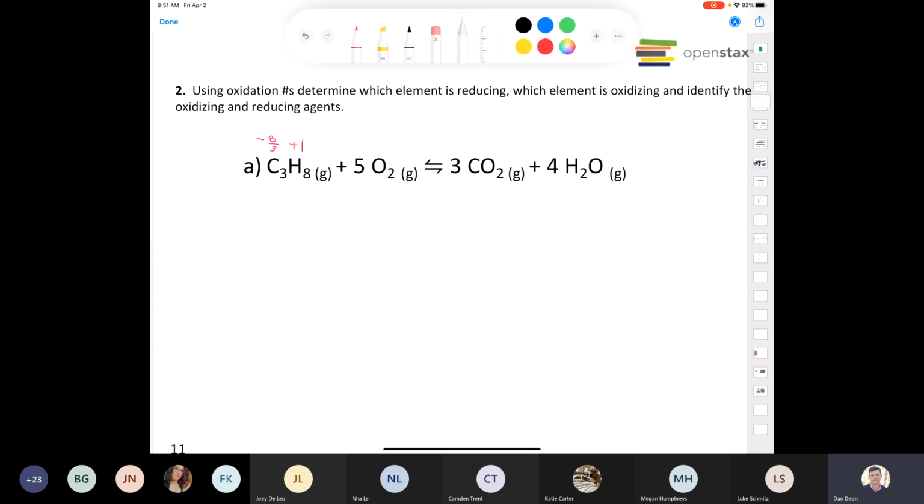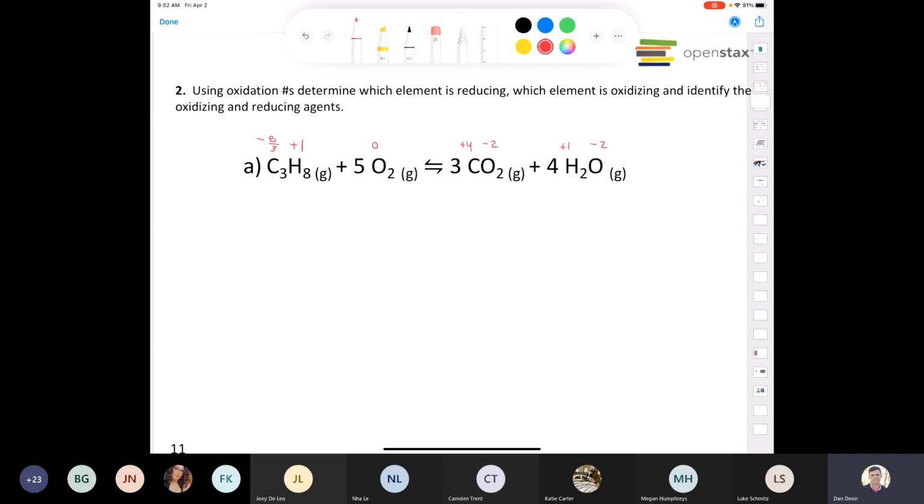Next, our oxygen. Who could tell me what the oxidation number of the O2 is? What would the oxidation number of the O2 be? Yeah, it's 0, right? It's in its pure form. So the oxidation number of the oxygen is 0. In carbon dioxide, my oxygen is going to be -2, right? Because oxygen is almost always -2. And if I have -2 times 2, that gives me -4, which tells me my carbon must be +4. My oxygen here is -2. My hydrogen here is +1.